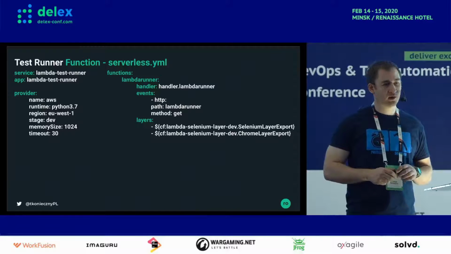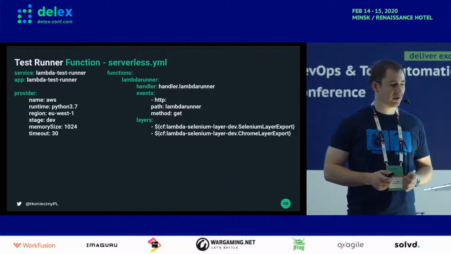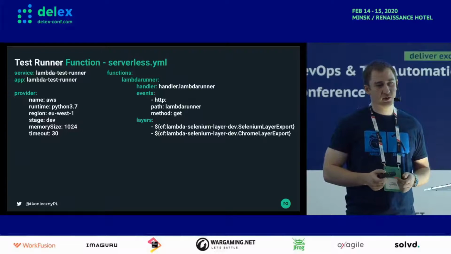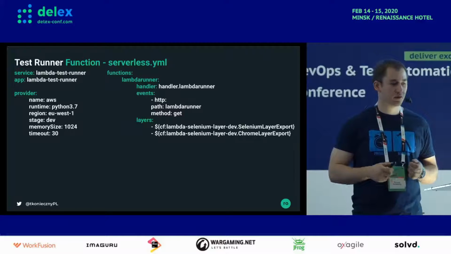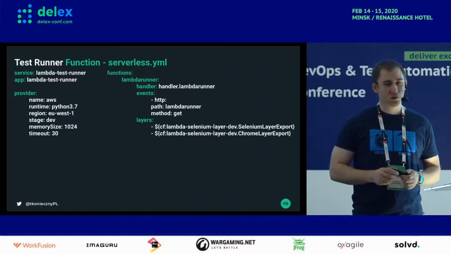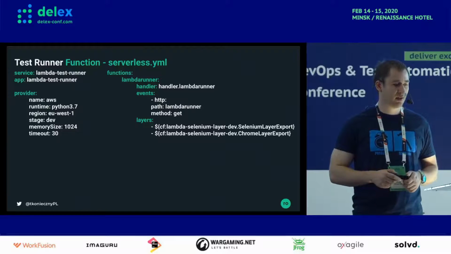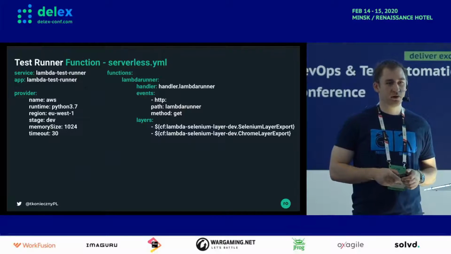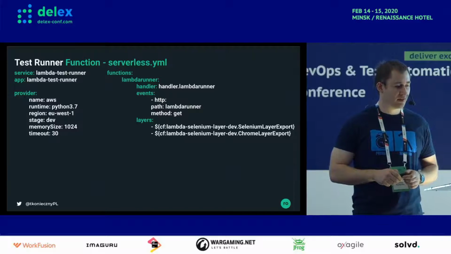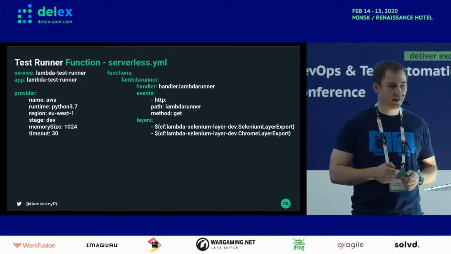And the definition of our function, so Lambda runner function, handler, so that's the file that will be executed if we trigger this function. So Lambda runner method from handler file. We also have event that will trigger this, and we have our layers that will be included in this function. So it will automatically add all of the contents that are in these layers to our function. We'll be able to use it at runtime. So in this case, Selenium layer and Chrome layer.